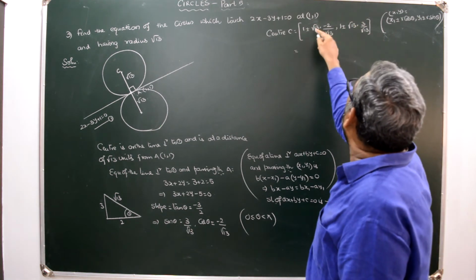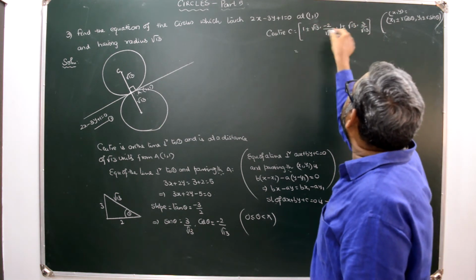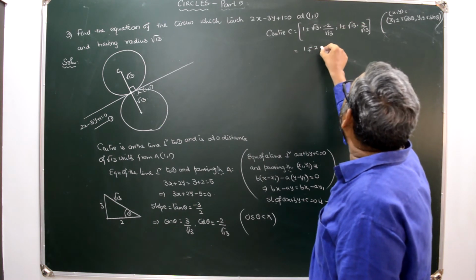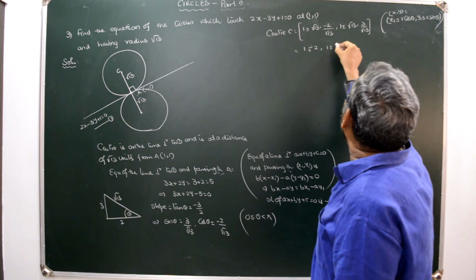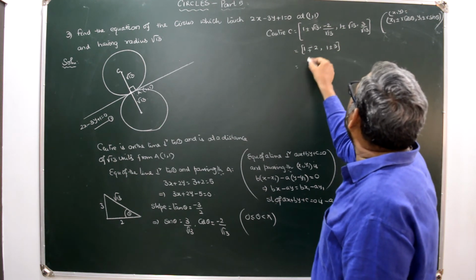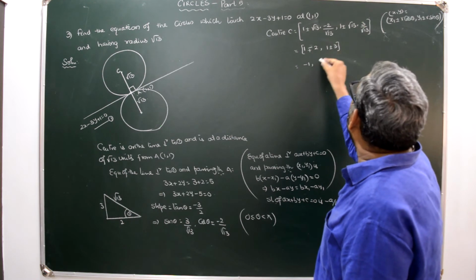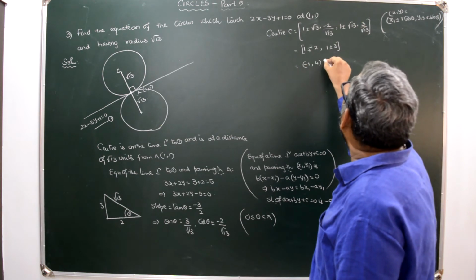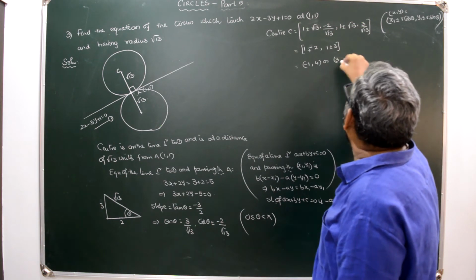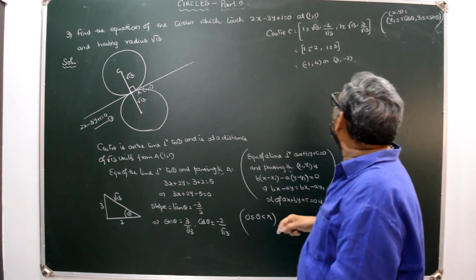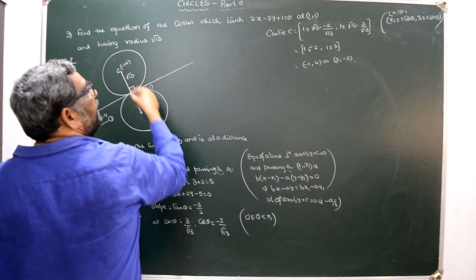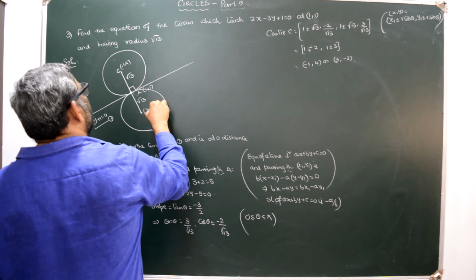So this is 1. You can cancel this. 1 minus 2, minus 1. 1 plus 3, 4. 1 plus 2, 3. 1 minus 3, minus 2. So there are two possibilities. One is like this, minus 1 comma 4, and the other one you can take here, 3 comma minus 2.